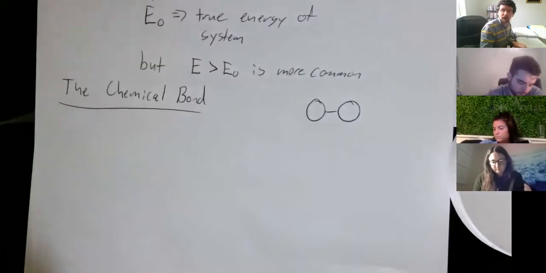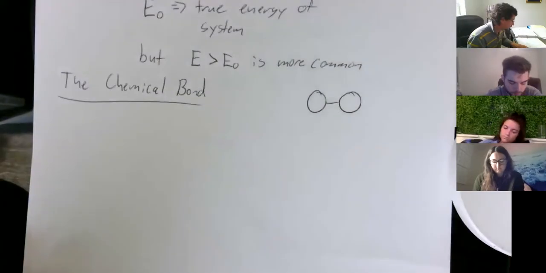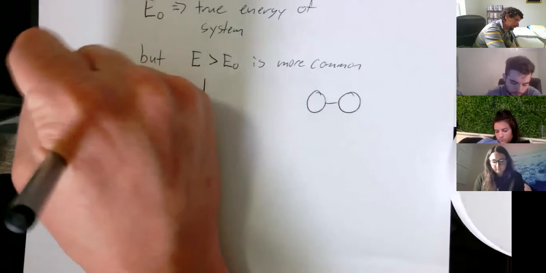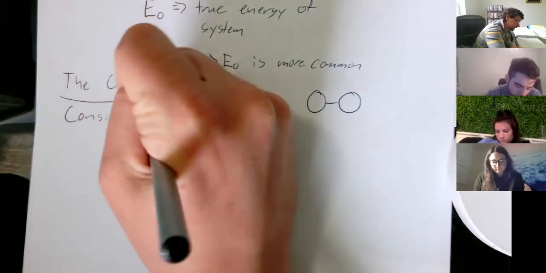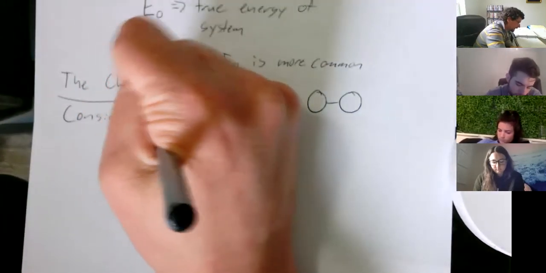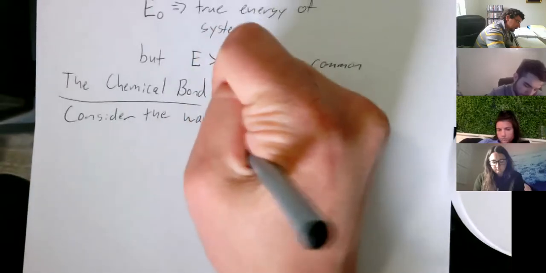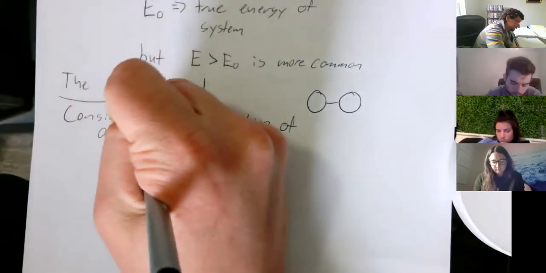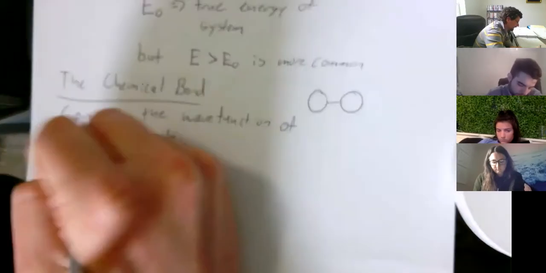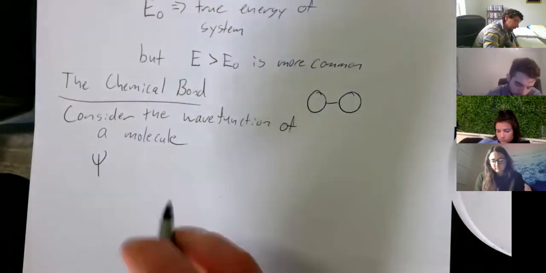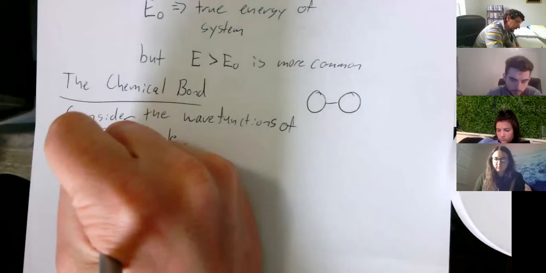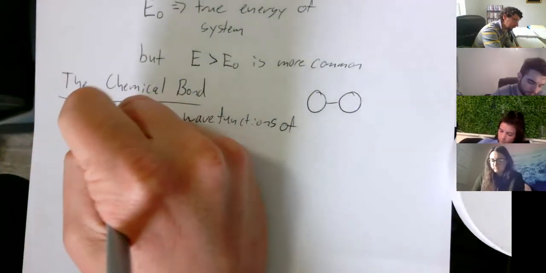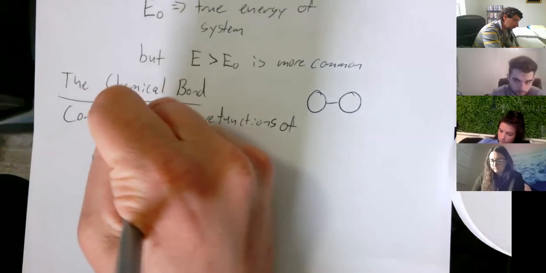All right. Let's check out the chemical bond. Let's come up with a mathematical description for this system. So we're going to consider a wave function of a molecule. The wave function of a molecule. So we're going to have, well, we should put wave functions because there's a couple different of them. We're going to have psi sub i. We're going to put a superscript molecule.